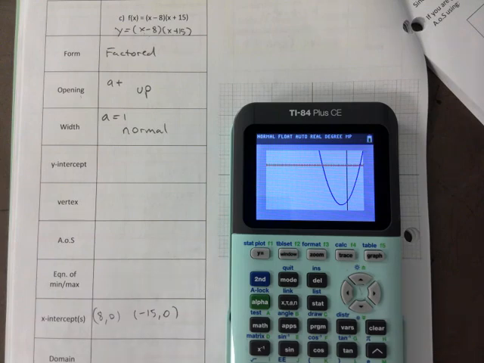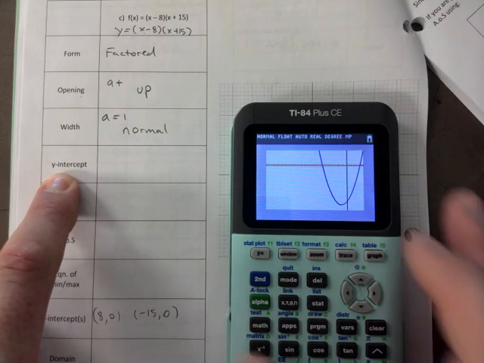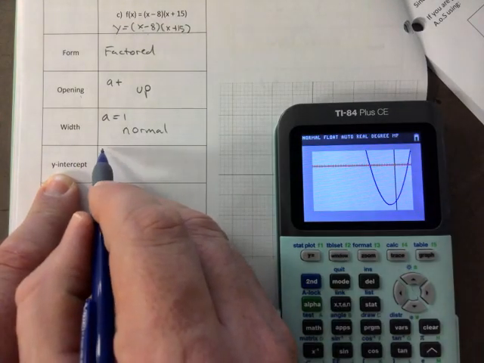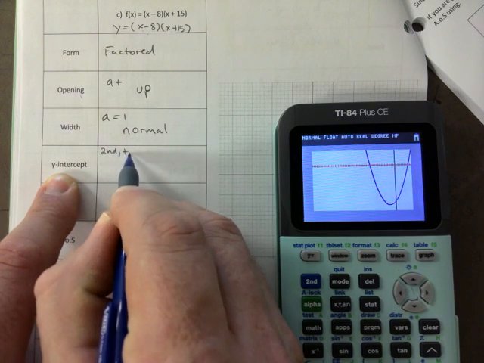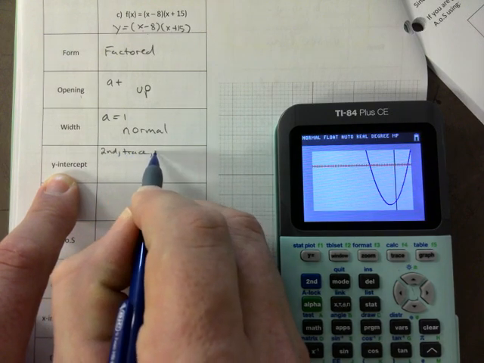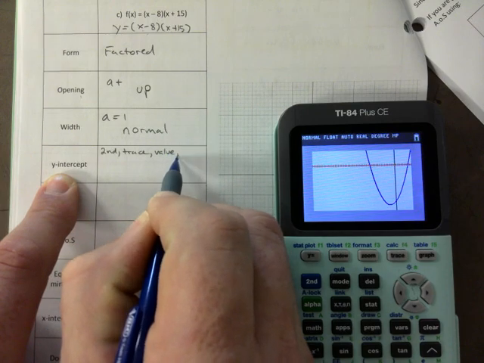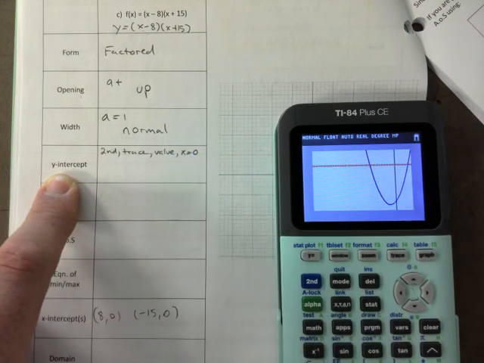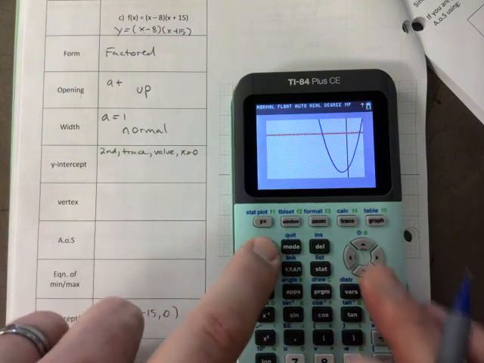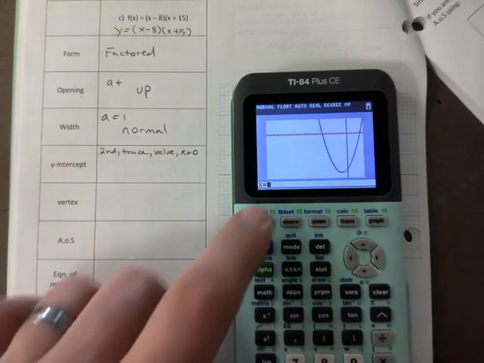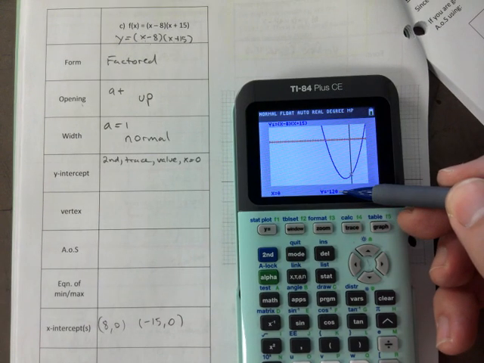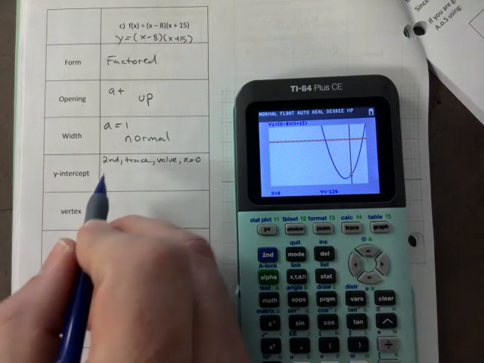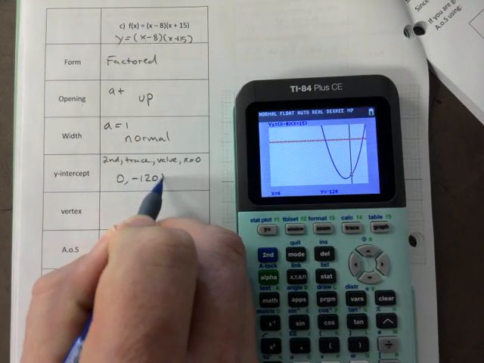Now we're going to find the y-intercept. Please tell yourself and tell me what you're using. To get the y-intercept, I'm going to use second, trace, value, x equal to 0. So second trace 1, x is equal to 0, hit enter, and you get negative 120. So the y-intercept is (0, negative 120).